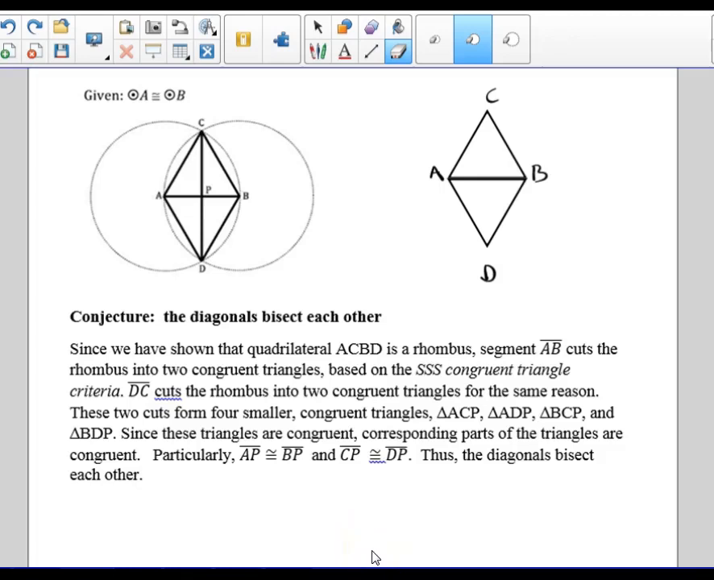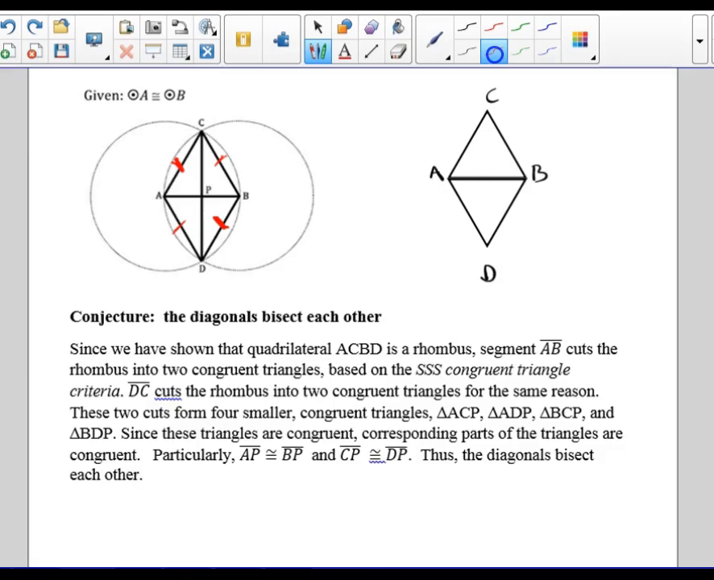So the second conjecture we came up with was that the diagonals bisect each other. So again, we're given the same information. Circle A is congruent to circle B. So what we did was we already knew from the previous conjecture that ABCD is a rhombus, so we marked AC congruent to BC, AD congruent to BD. And then we said segment AB cuts the rhombus into two congruent triangles. And the reason we said that was based on our SSS congruence criteria from the previous lessons in this unit.